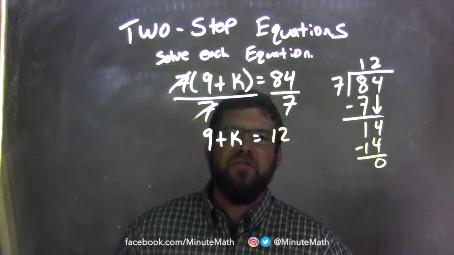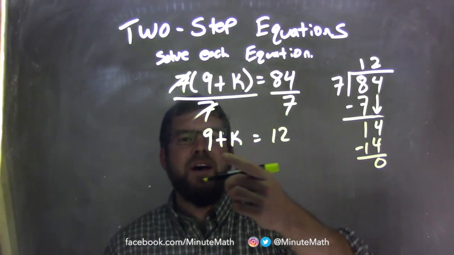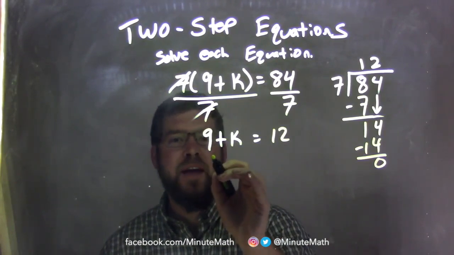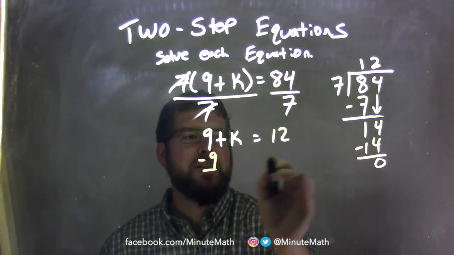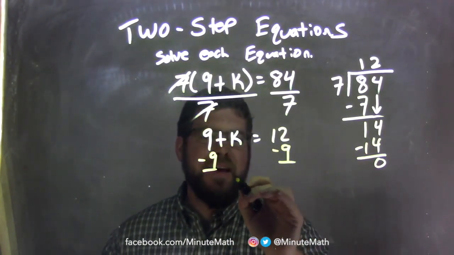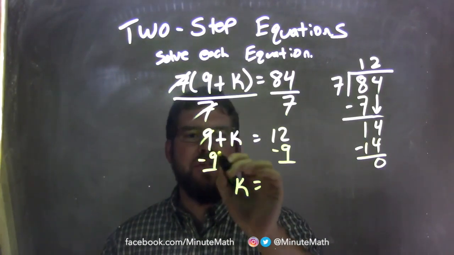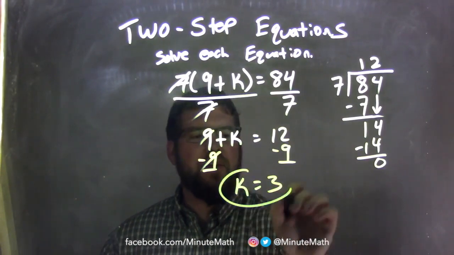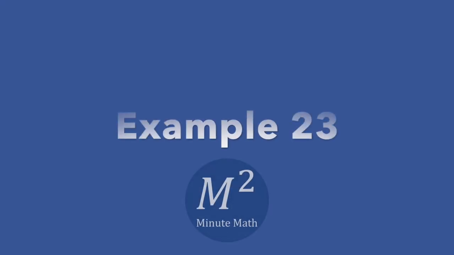Okay. And so 84 divided by 7 being 12, I have 9 plus k equals 12. So now my next step here is getting rid of that 9. I'm going to subtract a 9 to both sides, leave me with k here. The 9s cancel. K equals 12 minus 9, which is 3. And so k equals 3. That's my final answer.